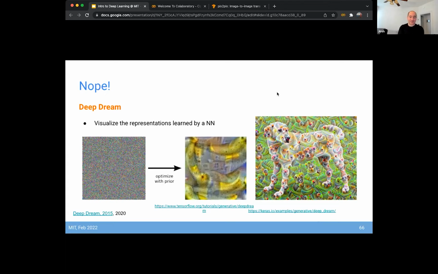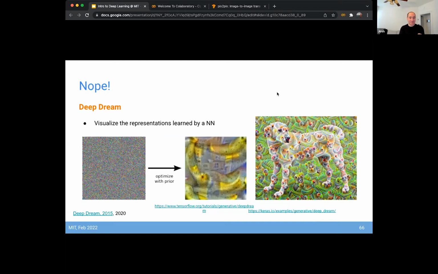A really amazing piece of work was Deep Dream. Deep Dream was one of the first pieces of work that helped us understand exactly what a layer is learning to detect, or exactly what a neuron is learning to detect.